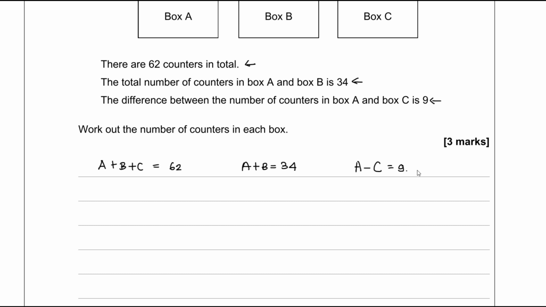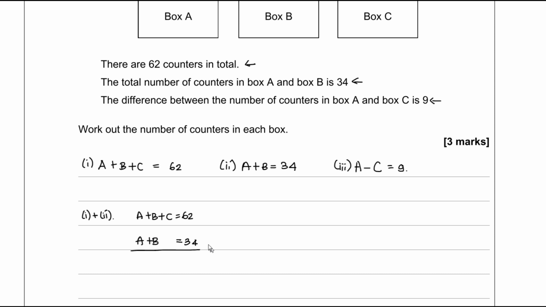So we have 3 variables in 3 different equations, which is good. Let me say this is the first equation, second equation, and this will be the third equation. I'll take the first and the second equation first. So we have here A plus B plus C is 62. That's from the first equation, and then from the second equation we have A plus B equal to 34.